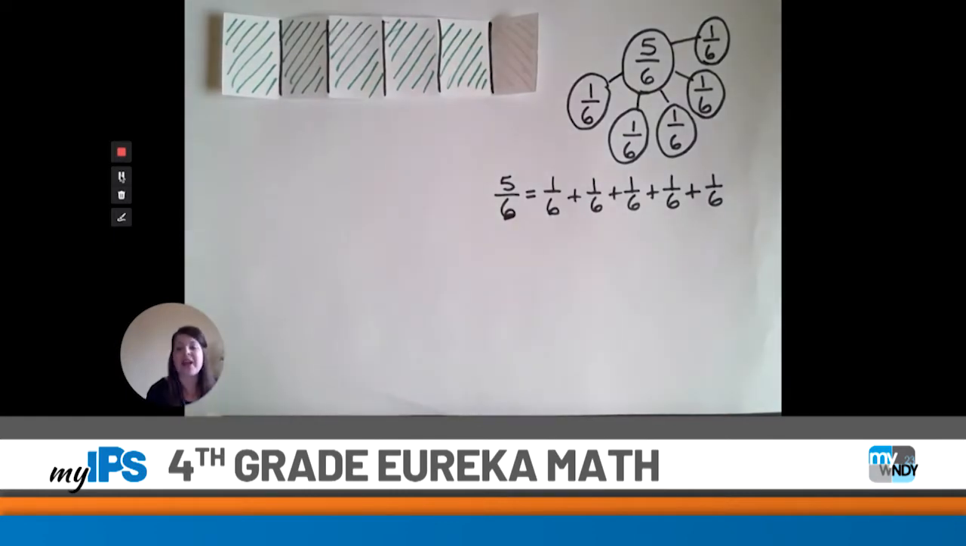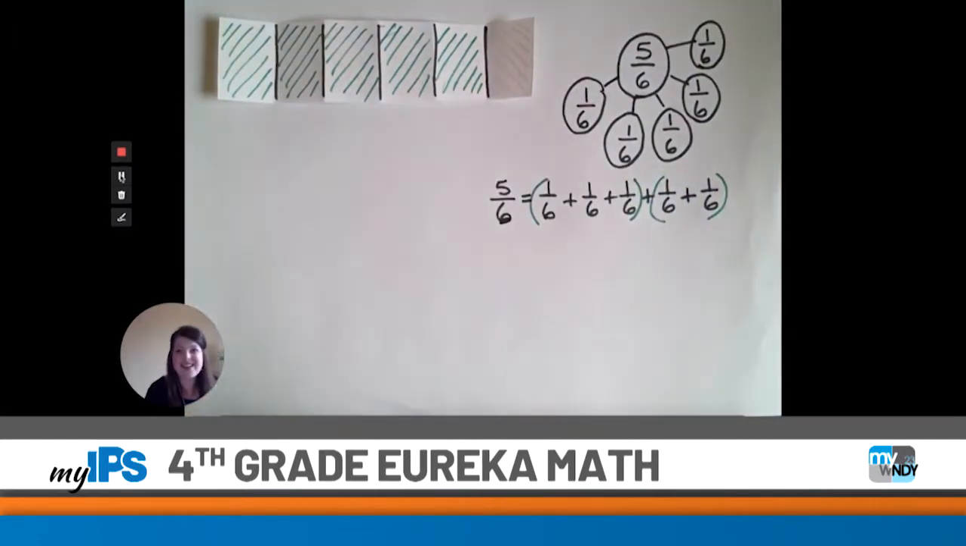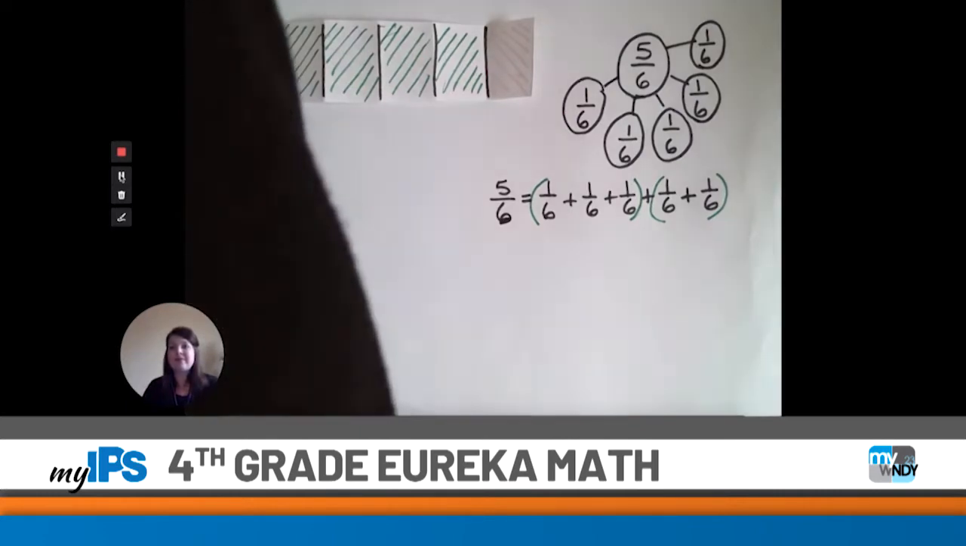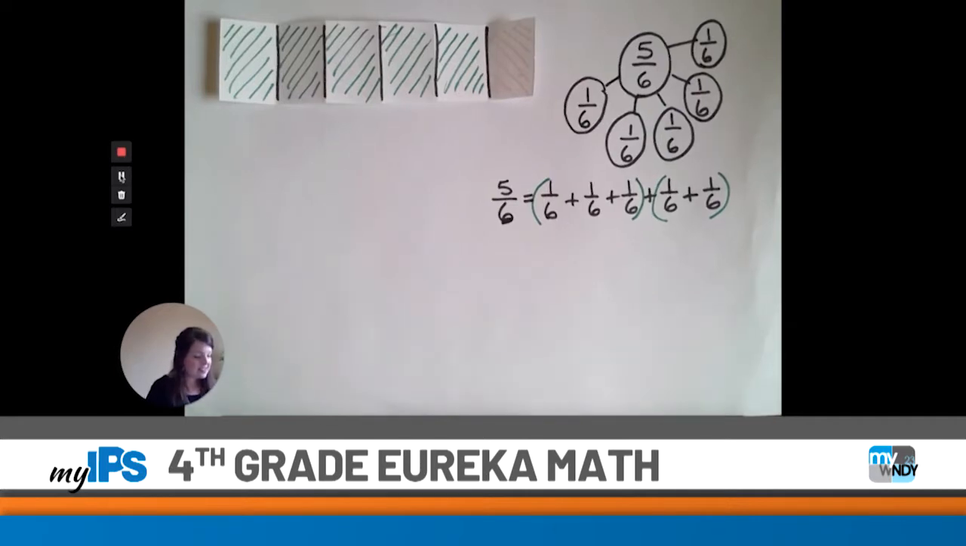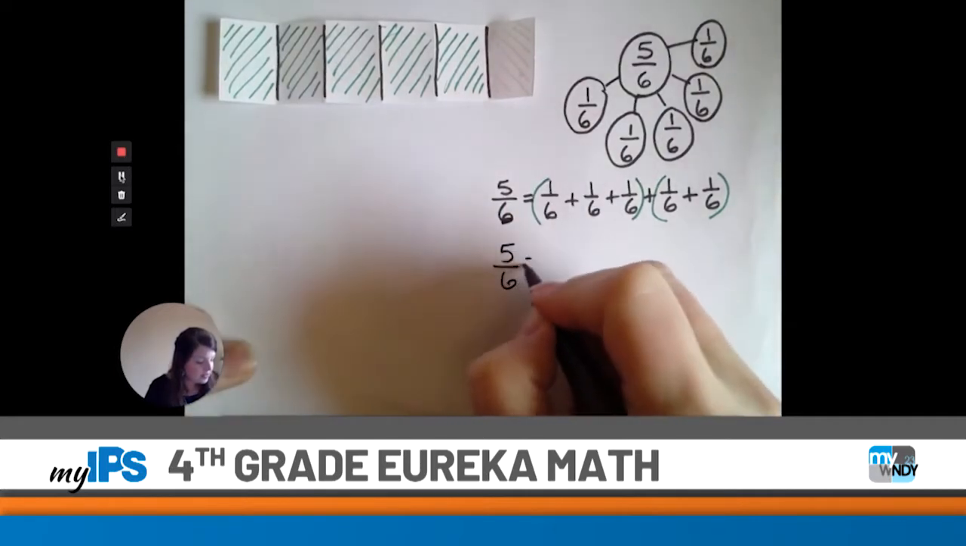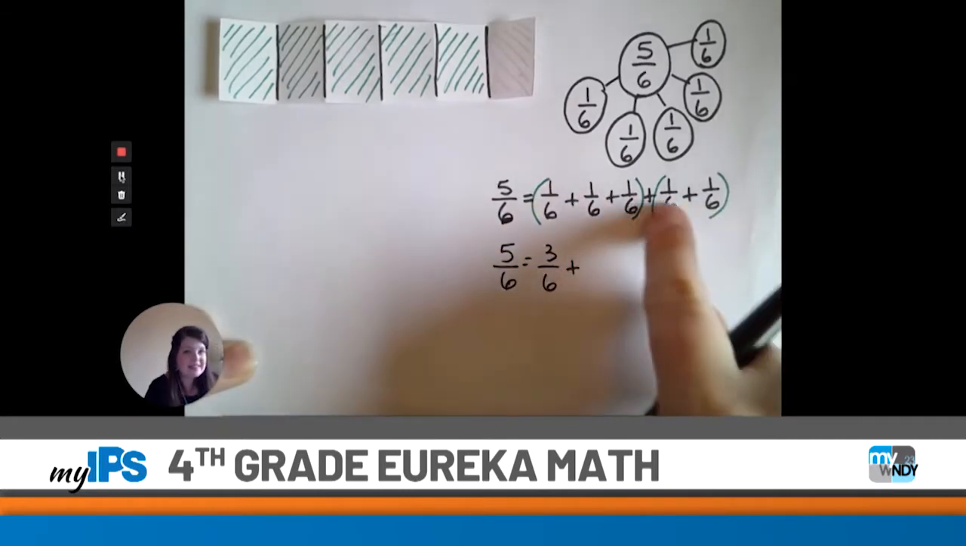Let's show another way to decompose 5/6. Watch what I'm going to do to this number sentence. So I drew in those parentheses so that we could group some of those 6 together. What new addition number sentence could we write to match this new decomposition? Think. Say. We can write 5/6 equals 3/6 plus 2/6.